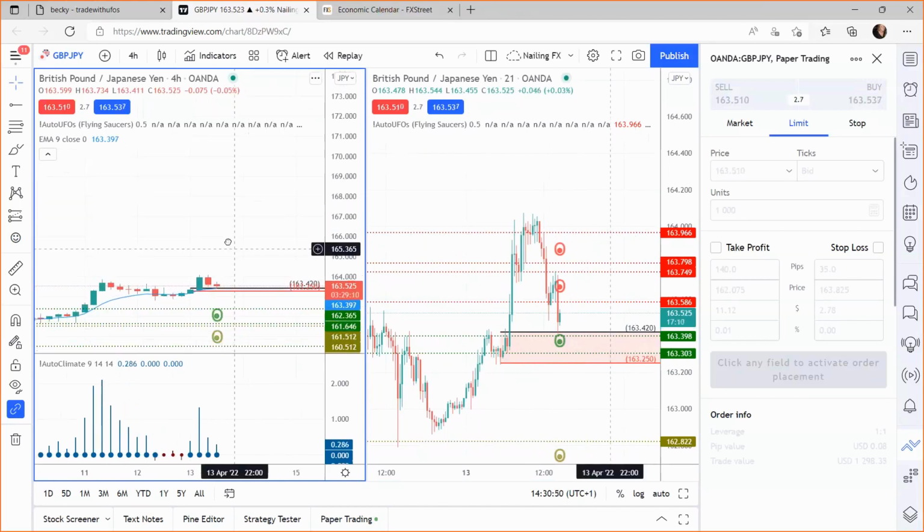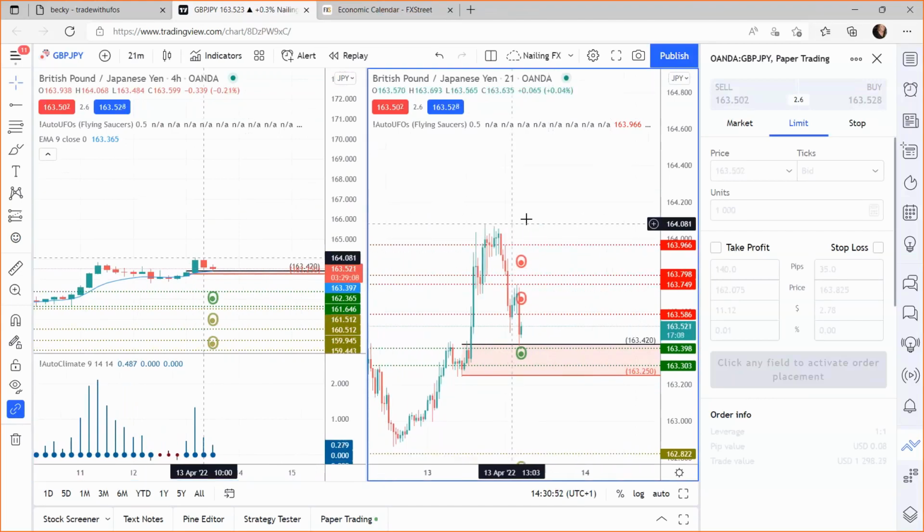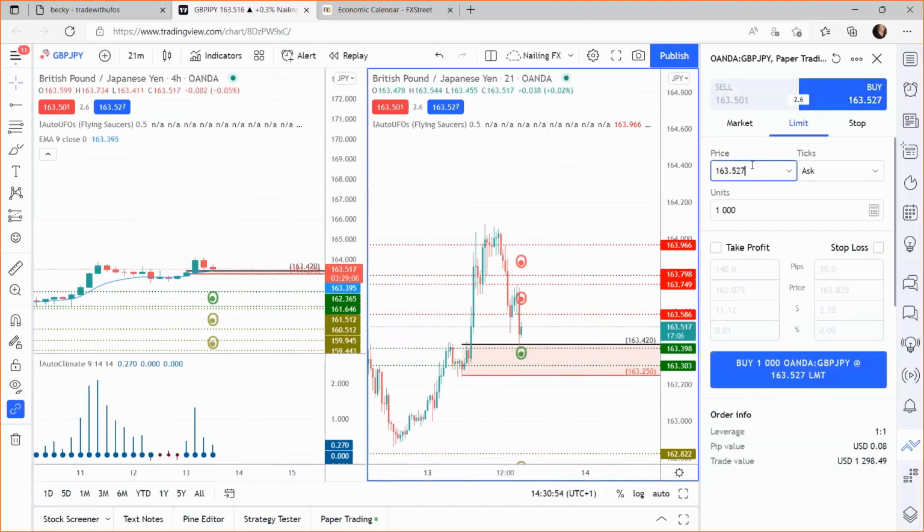That means our second target in this case is going to be a trailing stop. So entry of 163.42, stop loss of 163.25. Risk again, I'm going to put $50.